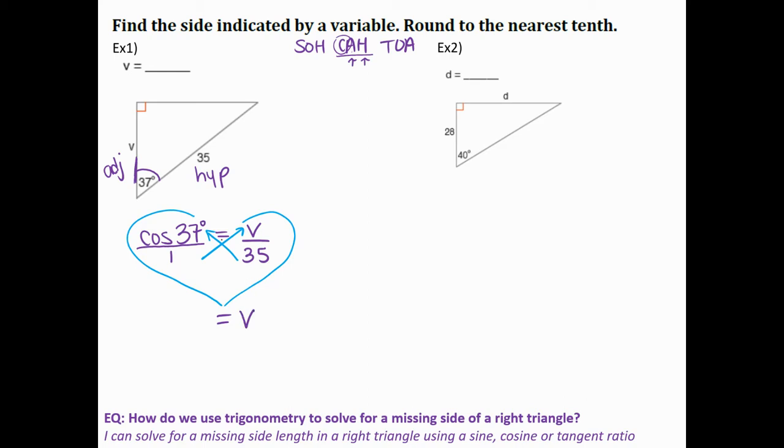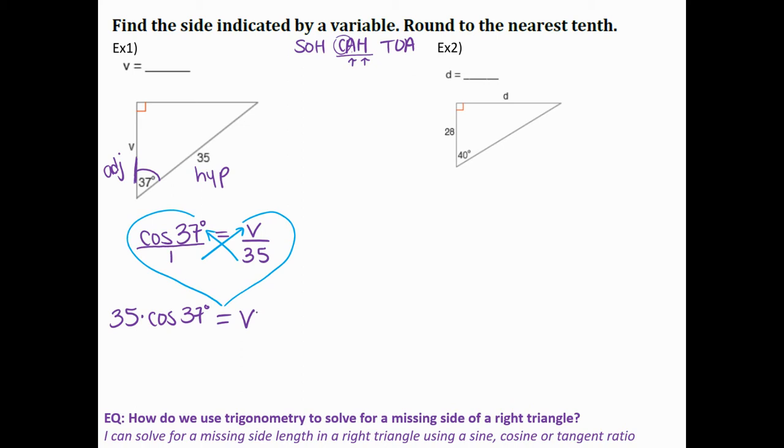Then I'm going to go 35 times 37. Oh, no, no, no. This is not 35 times 37. This is 35 times cosine. So the way I'm going to write that to help us is 35 times cosine 37. Okay, so the 37 is not acting like a normal number. It's telling us which angle. So we don't add, subtract, multiply, or do anything to the 37. We're doing math with the cosine. So it's 35 times cosine, not 35 times 37.